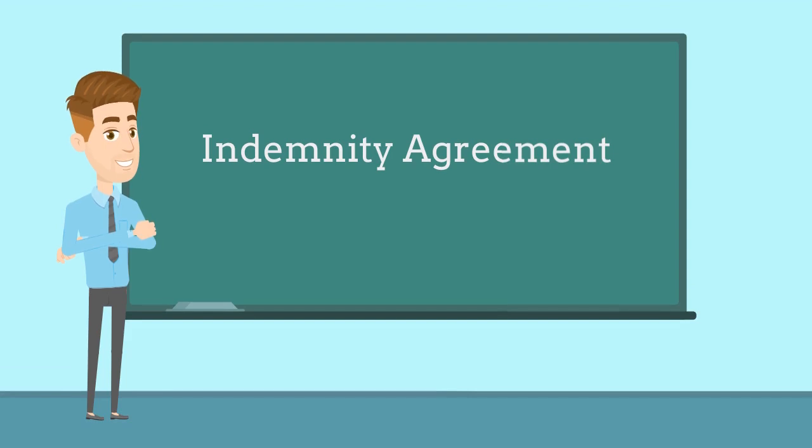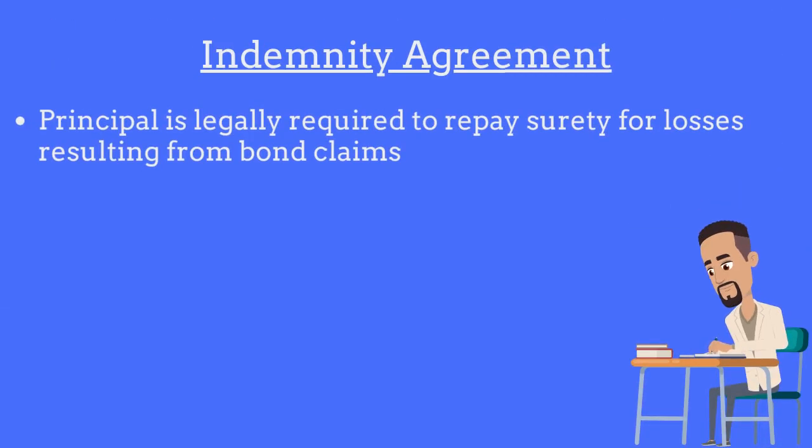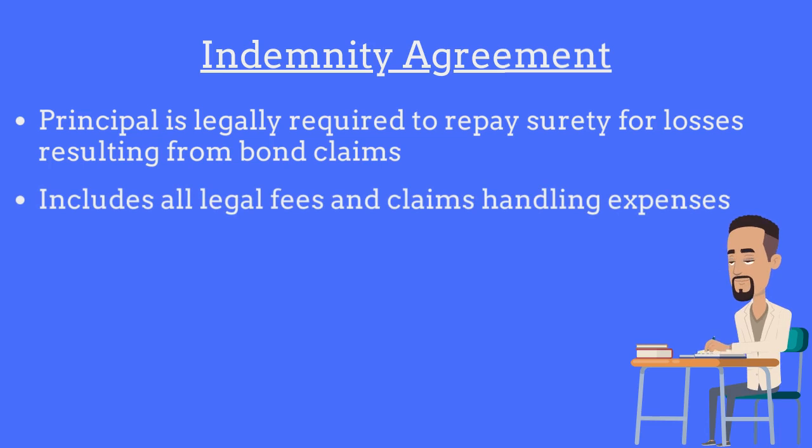Unlike insurance products, surety bonds contain what is known as an indemnity agreement. An indemnity agreement means that the principal is legally liable to repay the surety company for all losses resulting from claims made against the bond. Indemnity agreements also require the principal to repay the surety company for any legal fees and claims handling expenses.